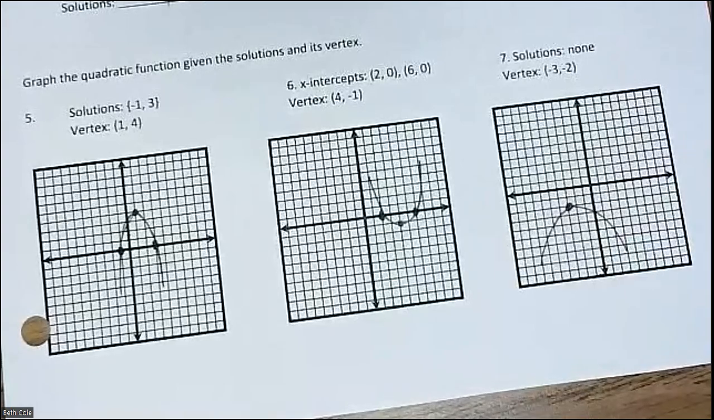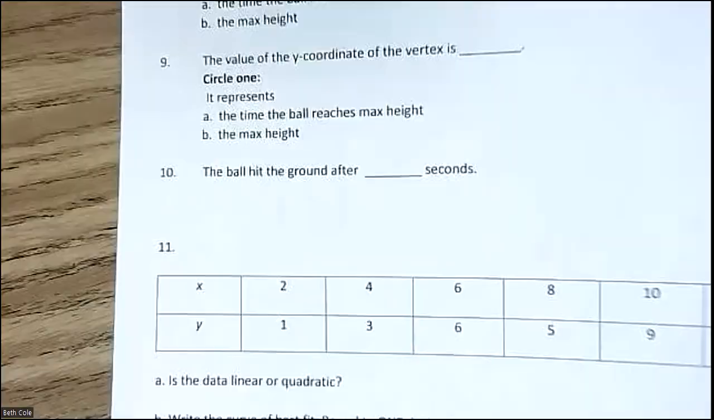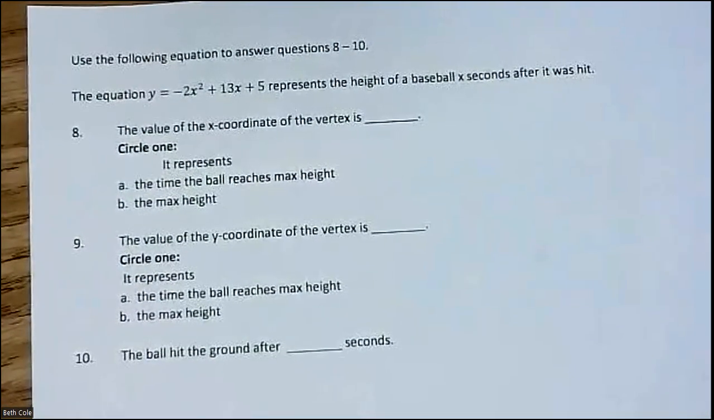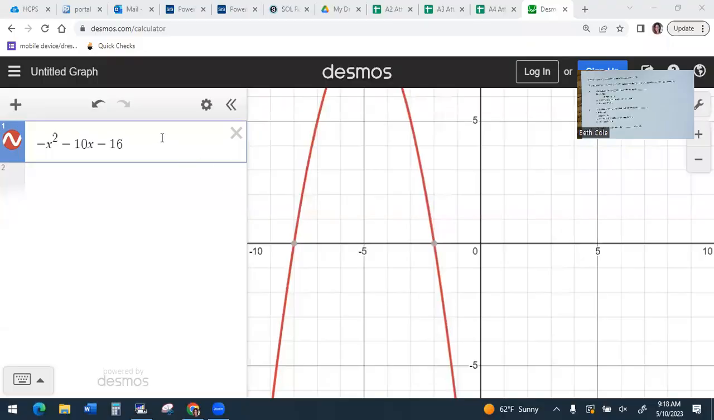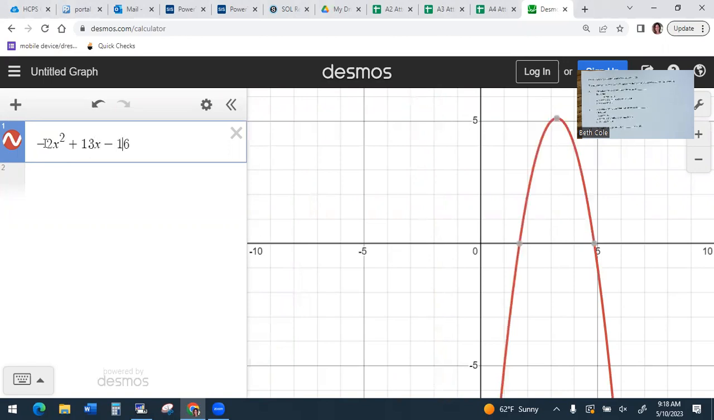Cool so far? I'm going to hand you a piece of paper that looks remarkably like this later on. All right, use the following equation for 8 through 10. What should I do with this so that I can see it? Put it into Desmos. All right, I'm going to share my screen. You guys are going to have to just watch. All right, -2x squared plus 13x plus 5.